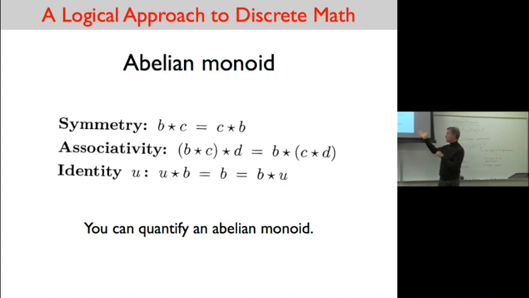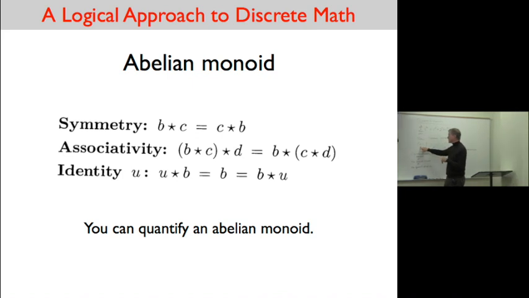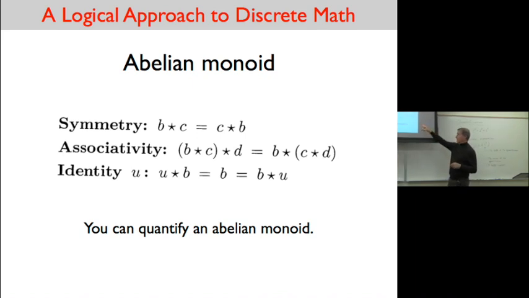Okay, does everybody see it? And the point of it being abelian is you can quantify an abelian monoid. An abelian monoid, that's what's legal to put in here. Actually, the word abelian comes from a mathematician. His name was Abel. And as it turns out, abelian, it's a monoid.